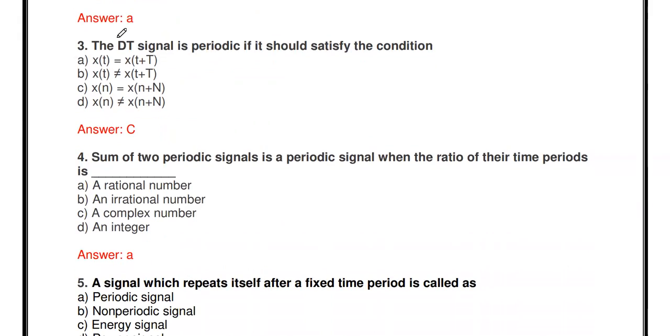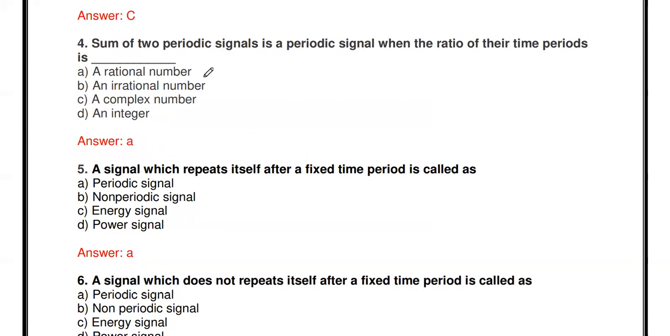Then you see the next question. The discrete time signal is periodic if it satisfies which condition? The same thing: x of t equal to x of t plus T is the condition to check whether a continuous time signal is periodic or not. Similarly, x of small n equal to x of n plus N is the condition to check whether a discrete time signal is periodic.